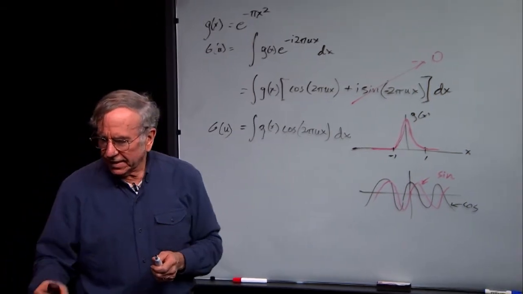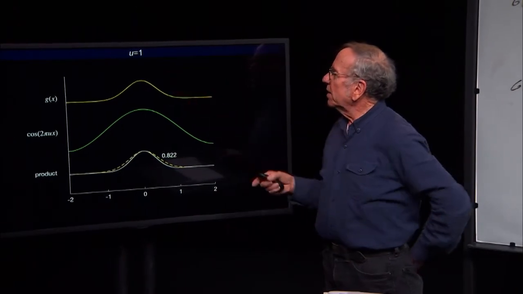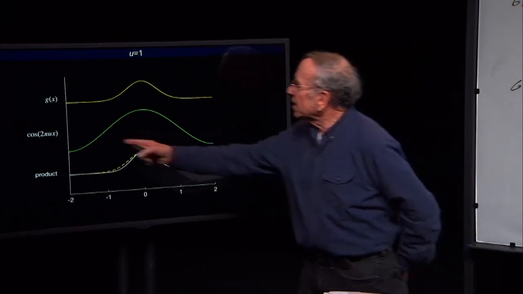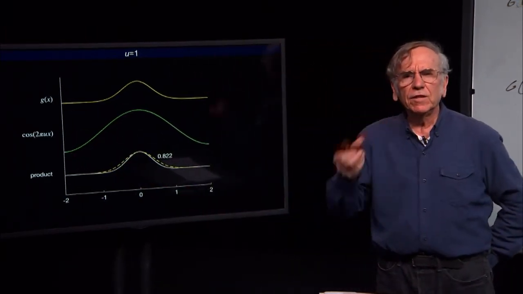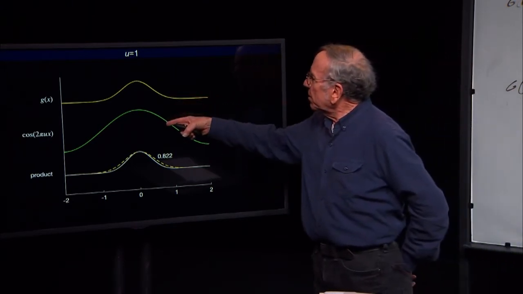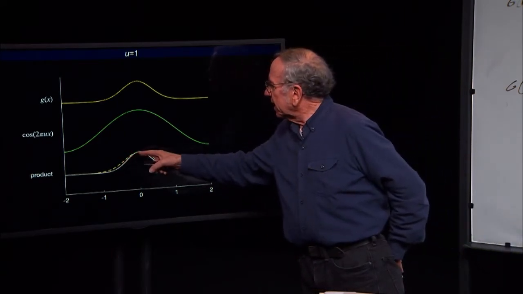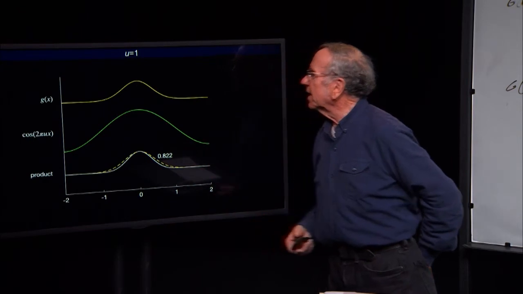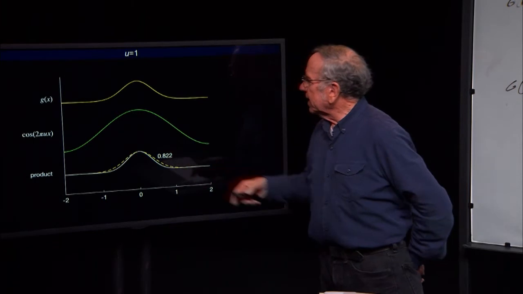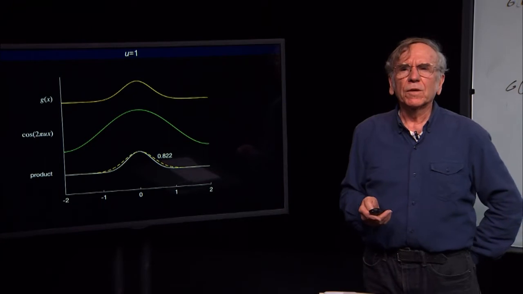So I've done this on the computer, and here are some examples. So there's my g of x. Here is the value at u equals 1 of this cosine 2 pi u x. So you can see u is setting the frequency with which the cosine oscillates. And so I just multiply those two together, and I get this white curve. And just to guide us, I've also put in a dashed curve the original function. So I integrate the area under this, and I get something like 0.8. It turns out that the area under the original g of x is exactly equal to 1.